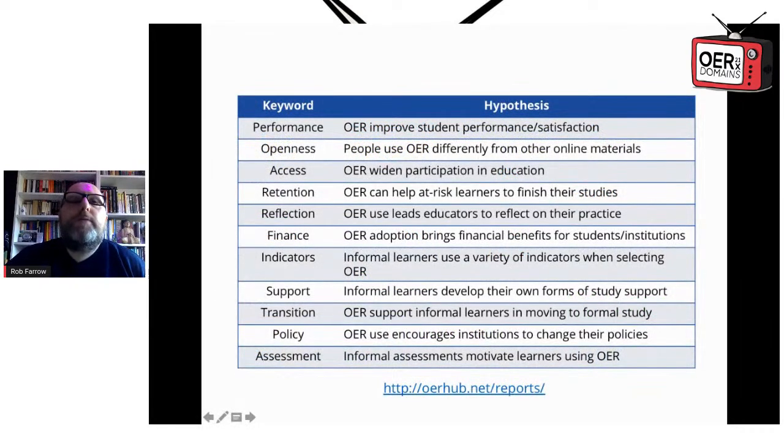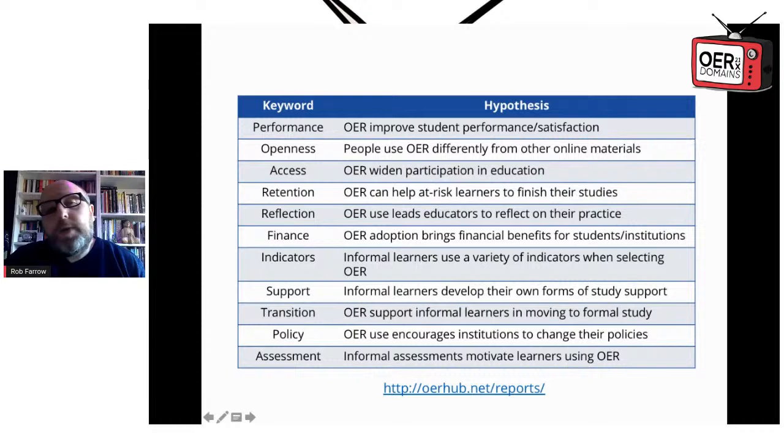And the way this research was organized was that we had a series of hypotheses that we were investigating. And you can see these here. Each one had a sort of keyword to summarize it. But we were interested at the time in examining what's the evidence base for the claims that people are making about OER. So people are saying it saves money, for instance. Well, where's the evidence for that?